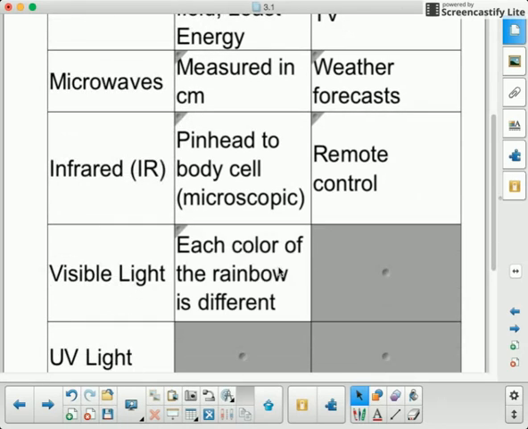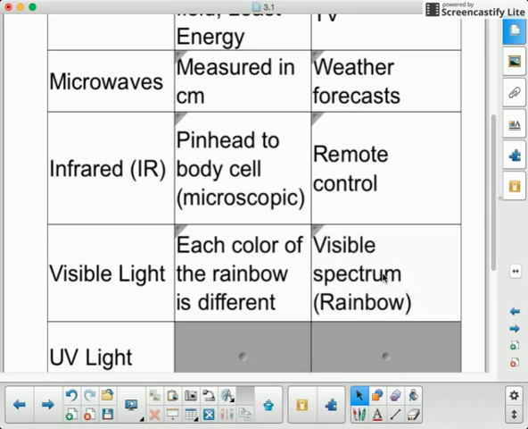Visible light is the only part of the electromagnetic spectrum that humans can see. Each color of the rainbow has a different wavelength, starting with red, the longest wavelength, and working our way to violet, the shortest wavelength. And so an example is a rainbow, the visible spectrum. It's the light that comes from the sun and from overhead lights in the classroom.